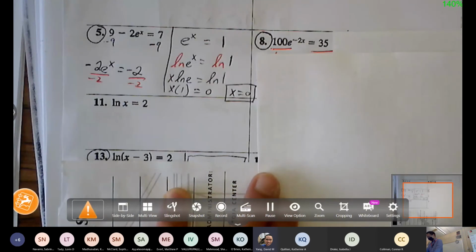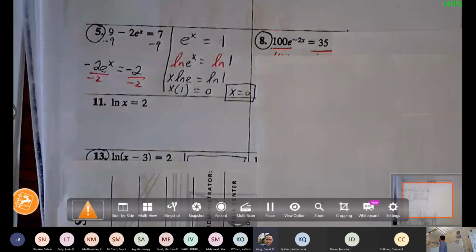Okay, try number 8. Same idea: get that e to be by itself first before you involve natural log.